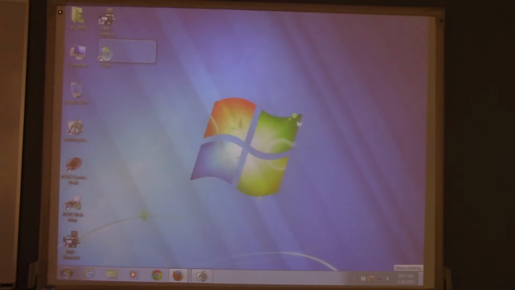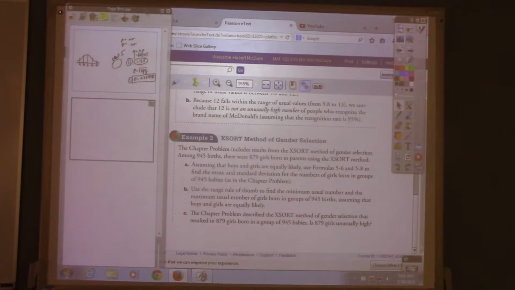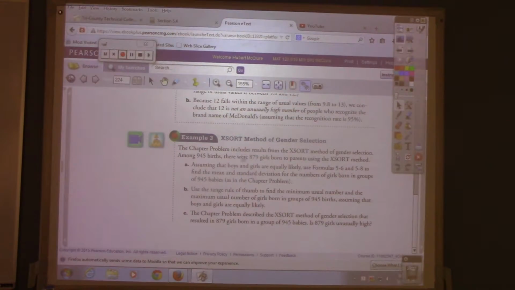All right, go ahead and find the mean and standard deviation and go ahead and draw your normal curve. Do all that.